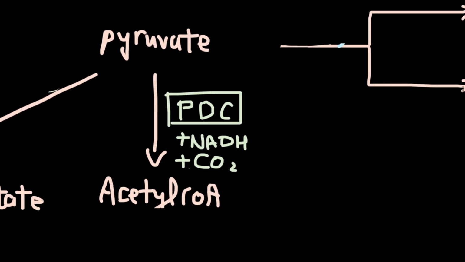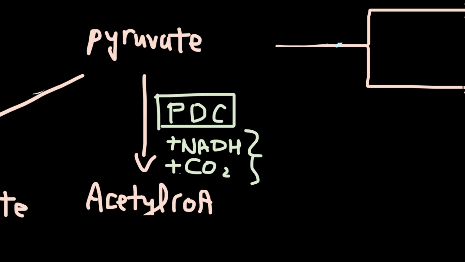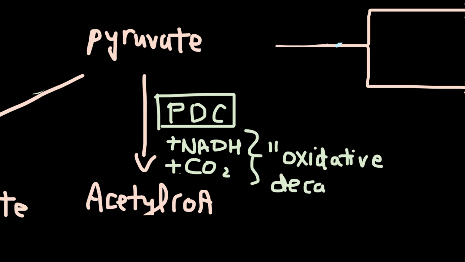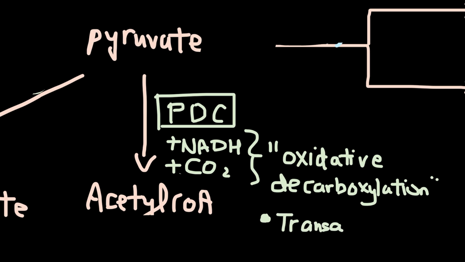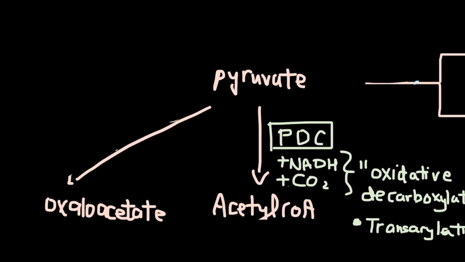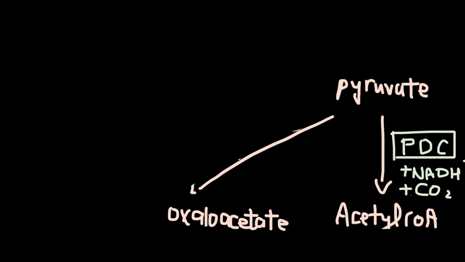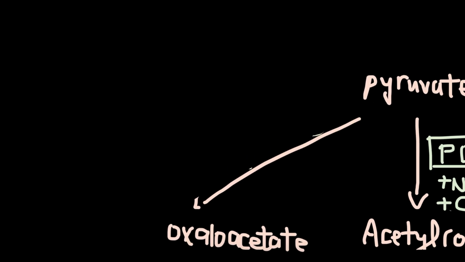Okay, so as a result of these two products, we also call this step the oxidative decarboxylation step. And this is also a step that might be referred to as one containing transacylation. So this is decarboxylation. An example of a carboxylation step would be pyruvate to oxaloacetate.